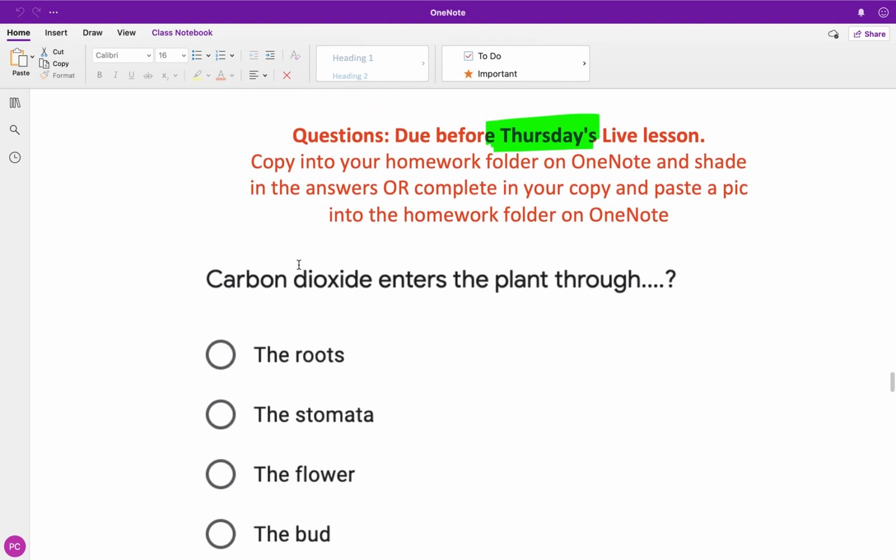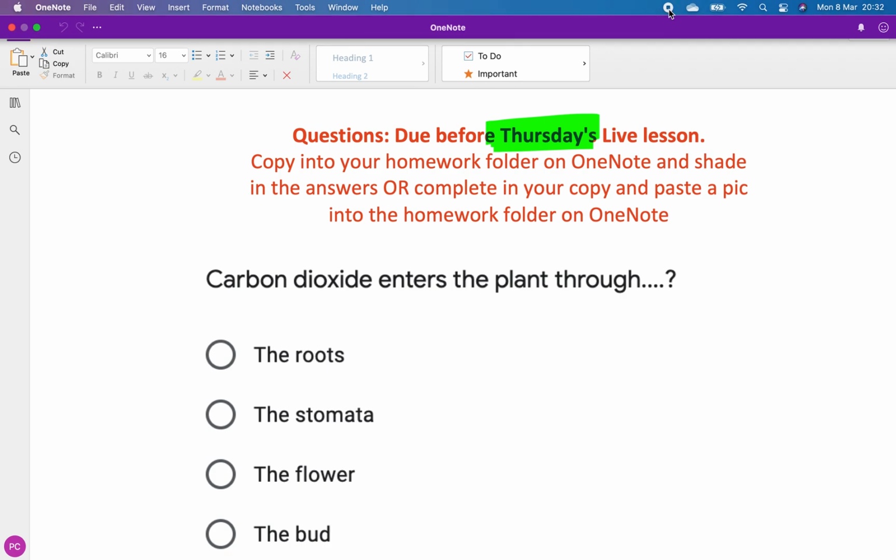I will chat to you all on Thursday in the live lesson for correction of these, for more CBA work, and to look at the exam questions associated with respiration and photosynthesis.